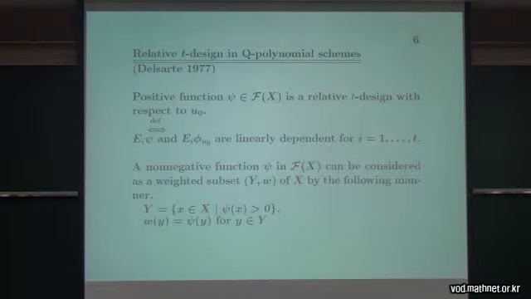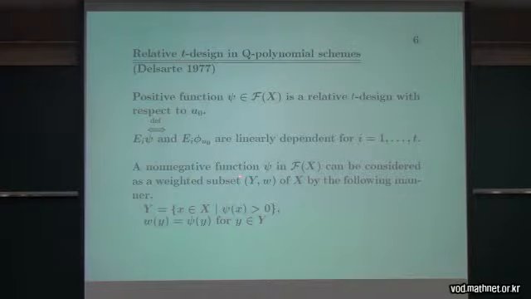A relative t-design in Q-polynomial schemes was defined by Delsarte in 1977 in this way. A positive function φ is a relative t-design with respect to U0 if E_i φ and E_i χ_{U0}, the characteristic function of U0, are linearly dependent for i equal 1 through t. Then we say this function is a relative t-design.